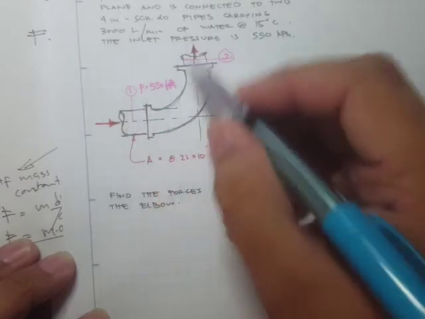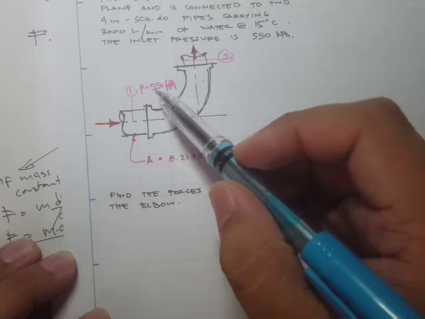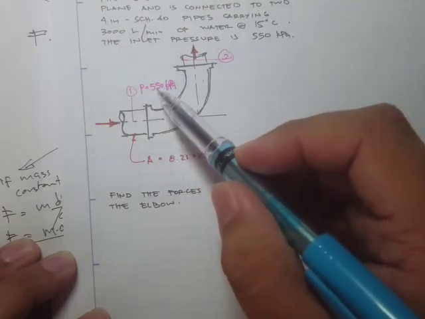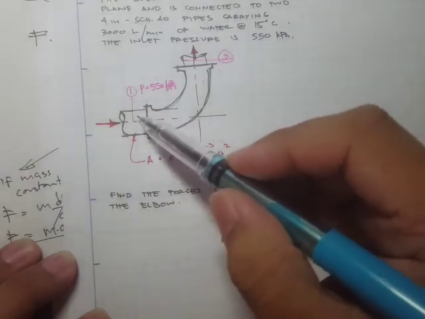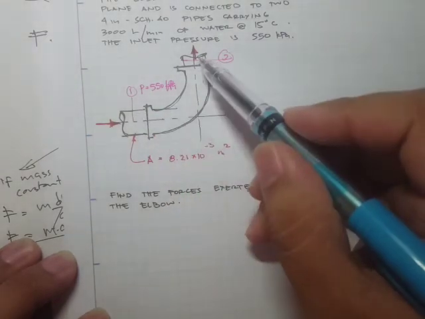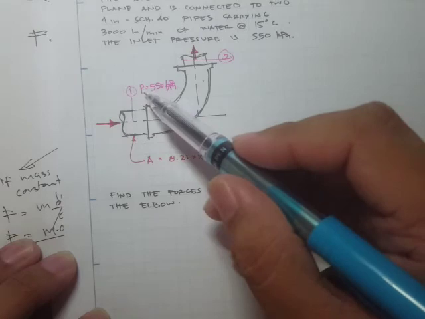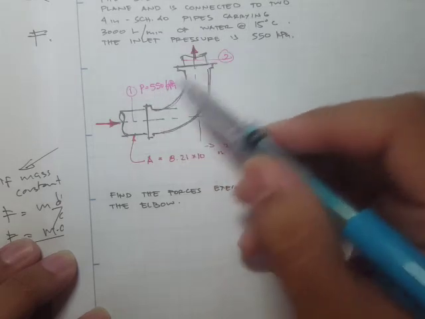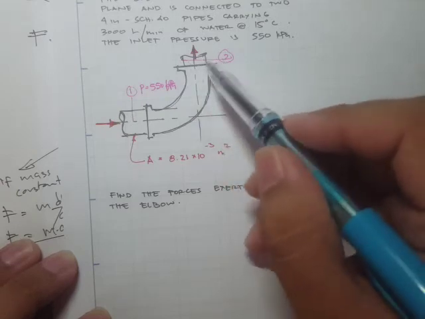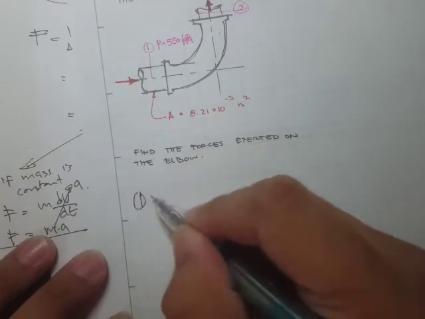Now we have a pressurized inlet. This is a closed conduit. So we have a pressurized point, 550 kPa, and since this is just a small difference, let's say in the elevation or in the length, then this pressure would actually be the same as the pressure at point 2.